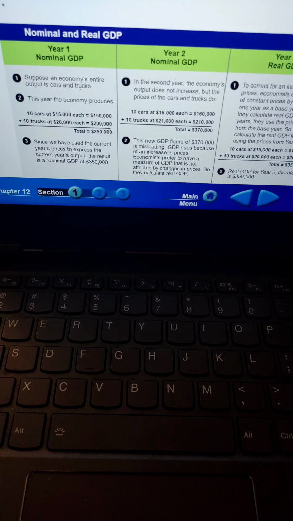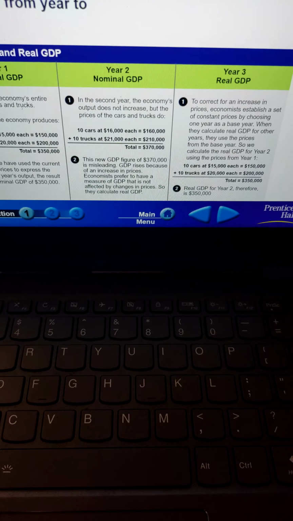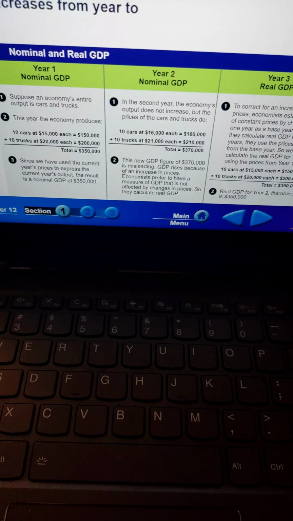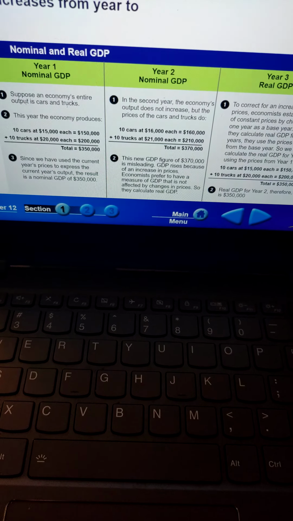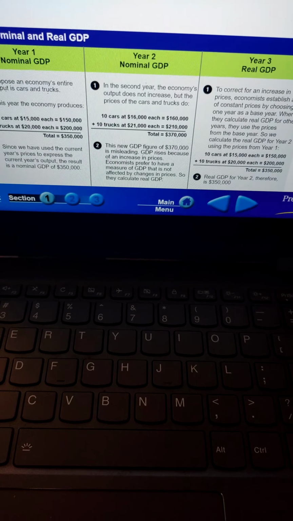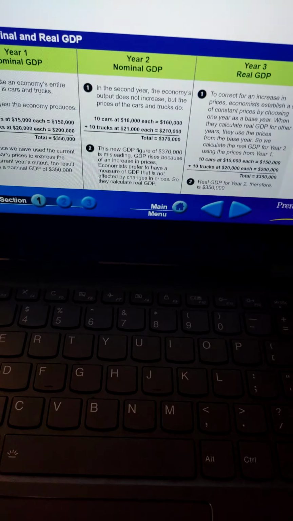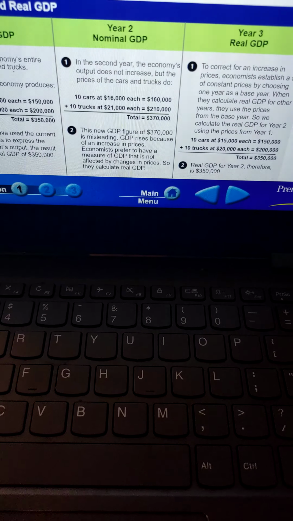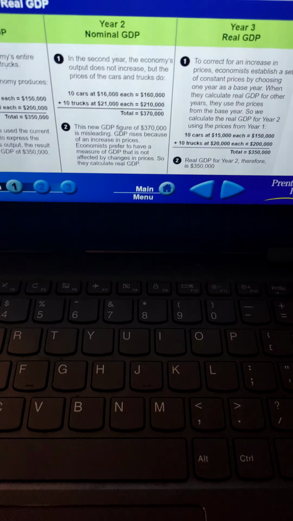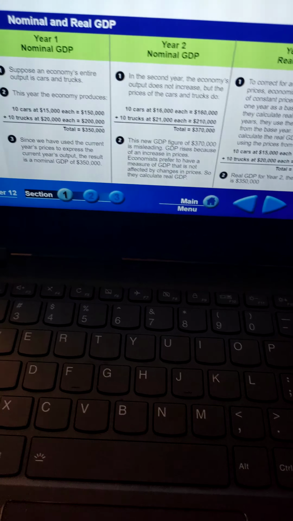we get a GDP of $350,000. Now in year 2, let's say the economy's output doesn't increase, so they have the same exact amount of cars and trucks. However, the prices have increased. So now you see $370,000. So this can be very misleading. It looks like the economic health is increasing.